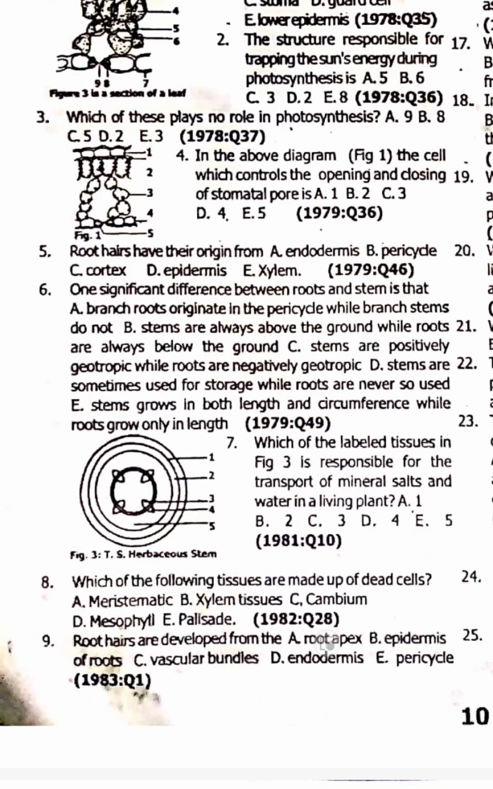Number 8. Which of the following tissues are made up of dead cells? The answer to number 8 is option B. The xylem tissues are made up of dead cells. The xylem tissue has 4 types of cells. Let's take down these cells.